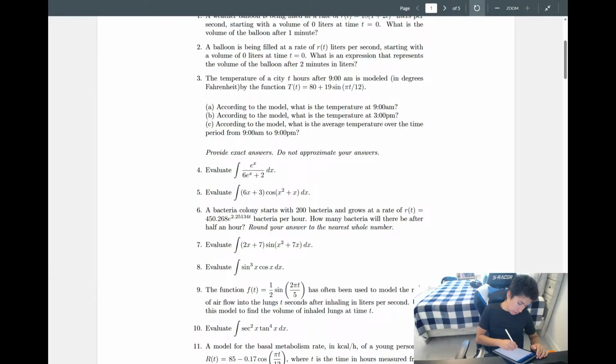Perfect. So then, simplifying more, we get 12 over 12 is 1. We only get pi. And then 0, well, that's just 0.